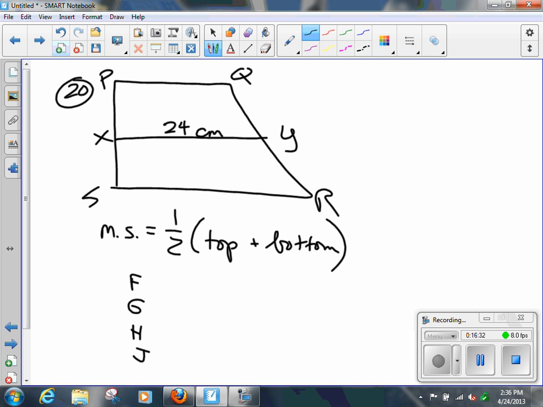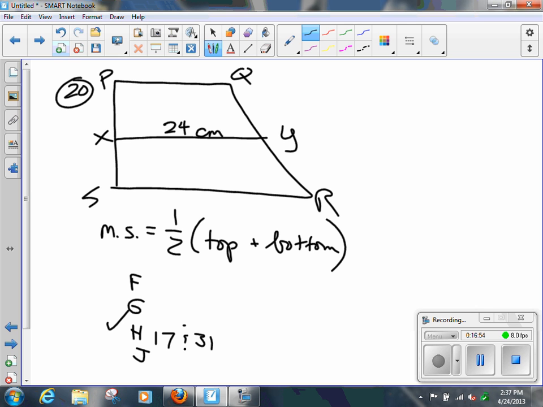And then 9 and 15. If I add 9 and 15, that's 24. Half of 24 is what? Not this midsegment. So look at the same thing. 17 plus 31 is 48. What's half of 48? 24. So H will work.